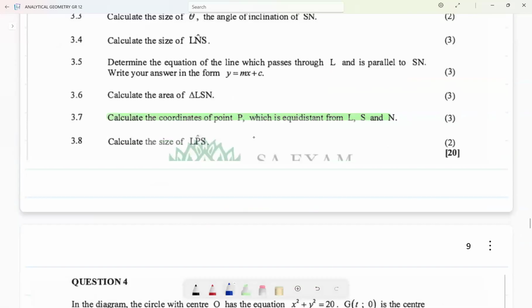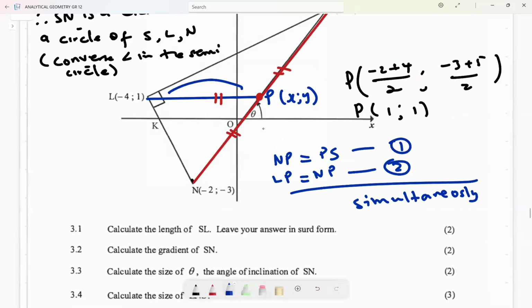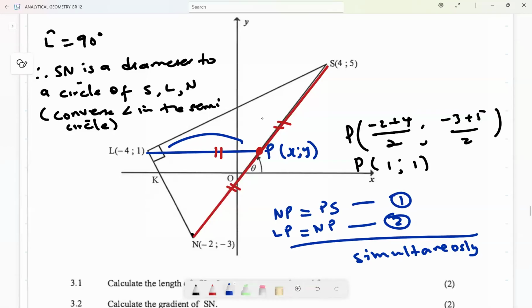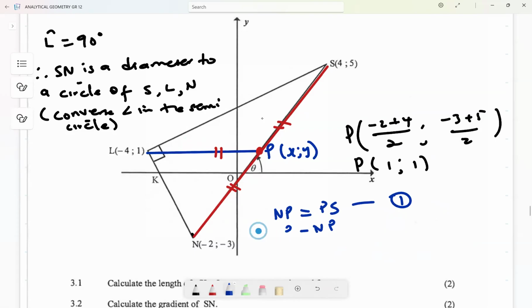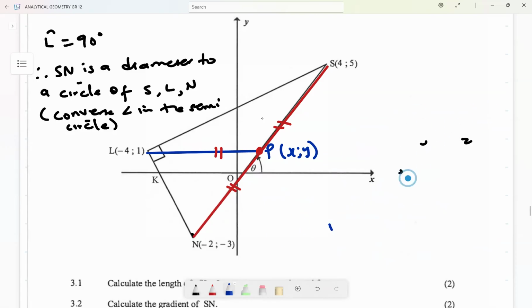Last question, calculate the size of LPS. LPS. Okay, let's see how can you find the angle LPS. Which one is that? LPS. This is the angle that they're referring to, LPS. How can I find that angle?